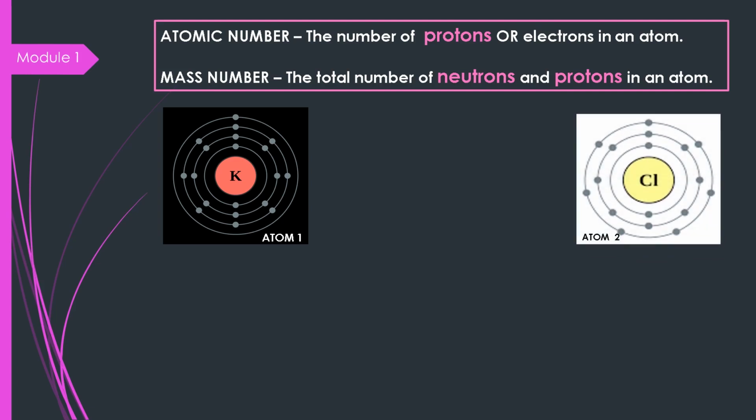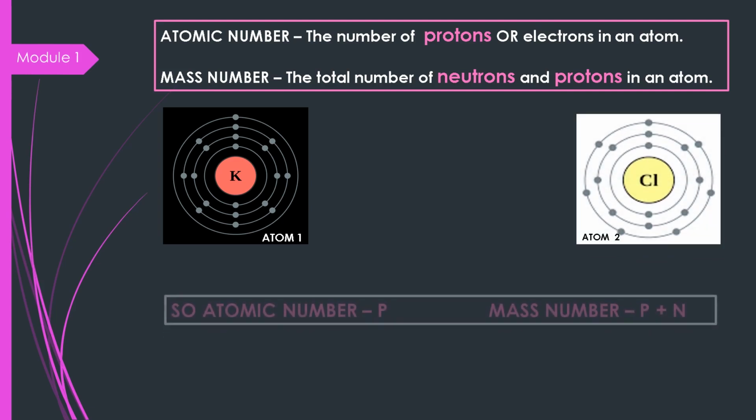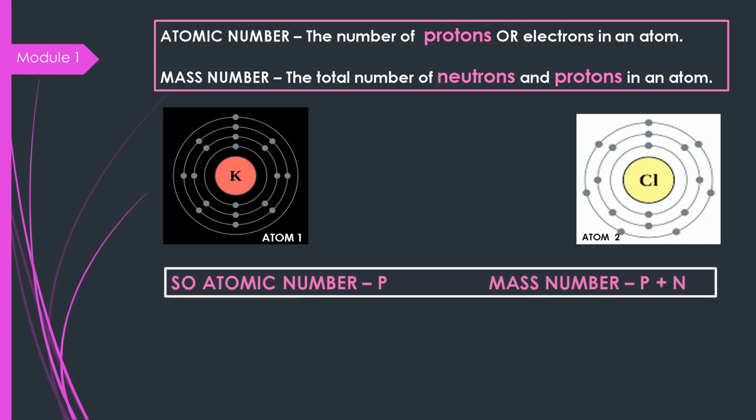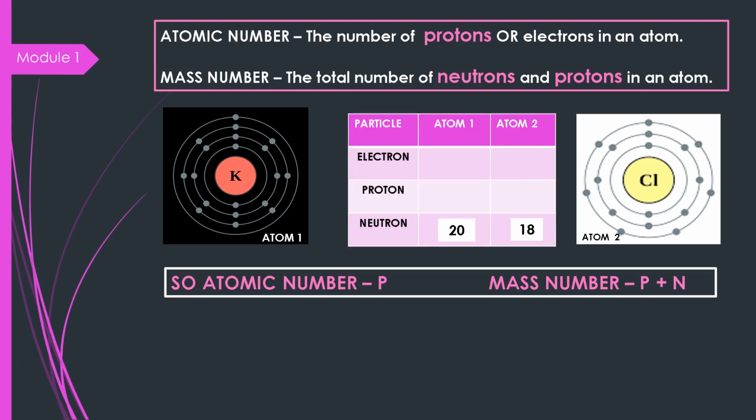Now here you have two atoms represented, atom 1 and atom 2. You can count and write the number of electrons and protons in both. The number of neutrons may differ from atom to atom. In this particular atom number 1, the neutron is 20 and in atom number 2 it is 18. You have to calculate the mass number also. The atomic number of atom 1 is 19 and that of atom 2 is 17. And the mass number of atom 1 is 39 and atom 2 is 35.